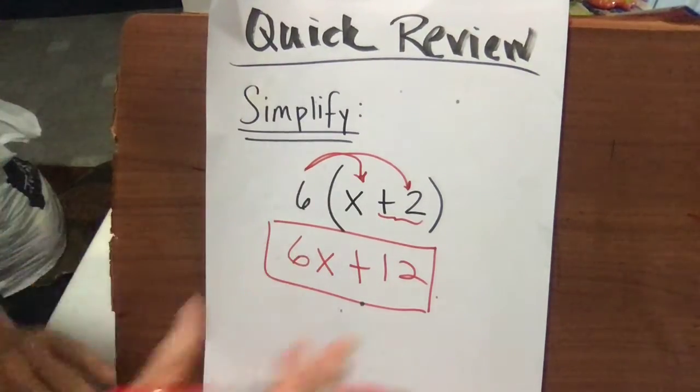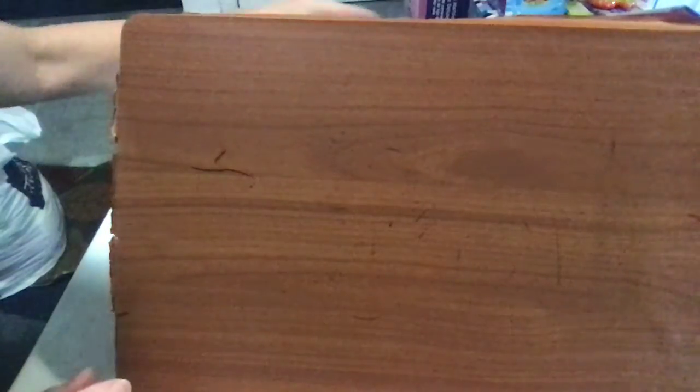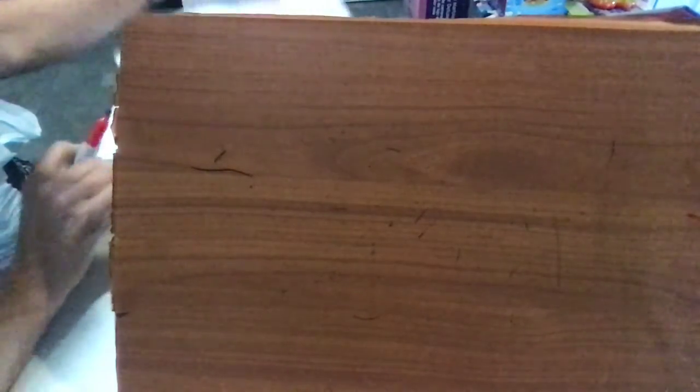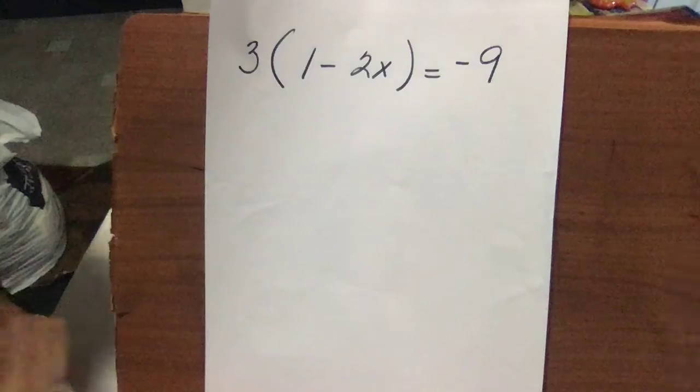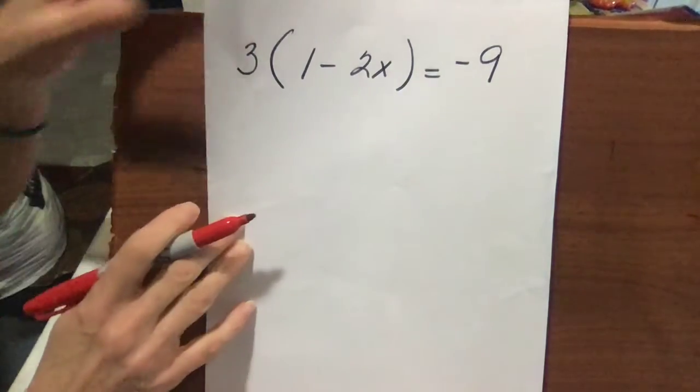Now what we're going to do is take this and incorporate it into an equation. That means we will have multiple steps to do in an equation. So let's start with a simple one here. We have 3 times the quantity of 1 minus 2x, and it equals negative 9.